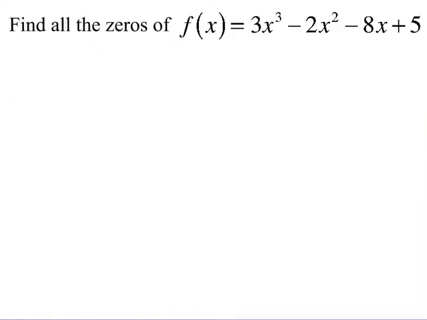Now this one says find all the zeros. This doesn't say find all the possible zeros, but that's where we're going to start. The first step when it says find all the zeros is to start with the possible rational zeros. We're going to list the PRZs.